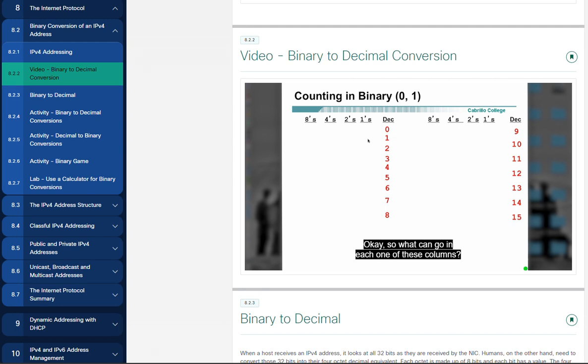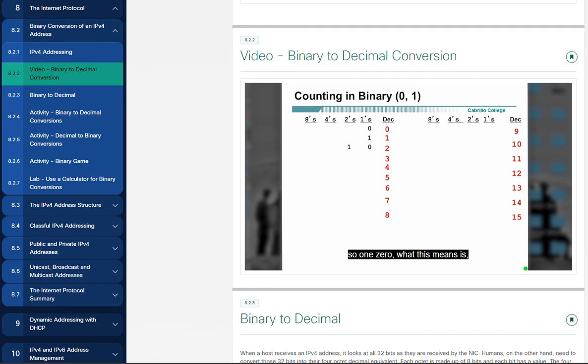Okay, so what can go in each one of these columns? Well, we're using base 2, binary, so we only have a choice of 2 digits, a 0 or a 1. Let's take a look. A 0 in binary, 0 ones, is equivalent to a 0 in decimal. A 1 in the ones place is equivalent to 1 in decimal. Now remember, in binary, we can only use a 0 or 1.